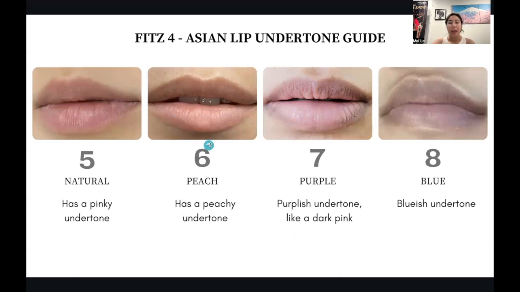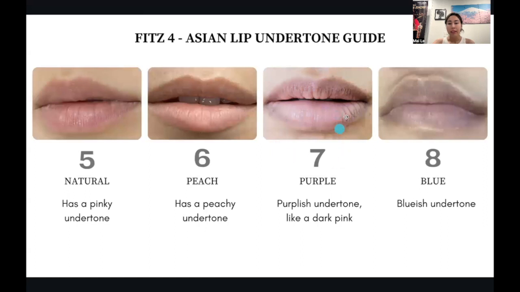Okay, number 6 is a peachy. You can see that this and this are both kind of dark, but the darkness is different. This one has a brownie peach undertone, whereas this one has a brownie pink sort of undertone.